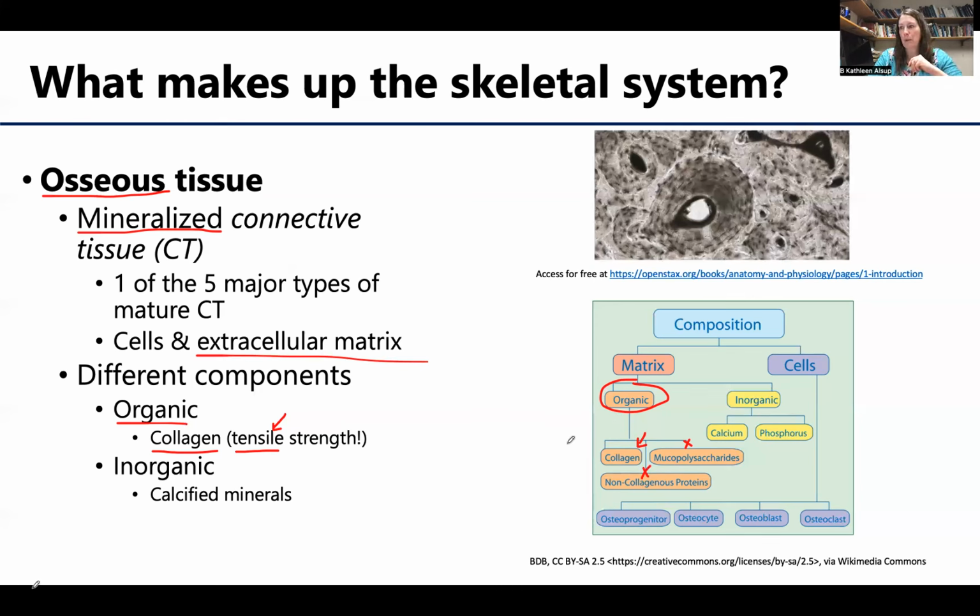The inorganic component of the extracellular matrix is composed of mineral salts. Hydroxyapatite is going to be kind of the big one. We'll talk about that in more detail. These minerals are going to harden, or calcify, and that is going to confer the hardness that's associated with bone. So really important in terms of support and protection of more internal organs as well.